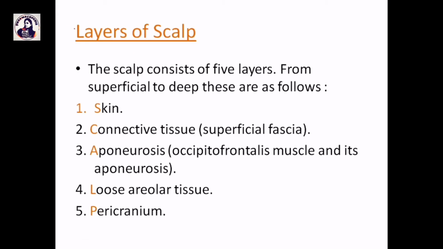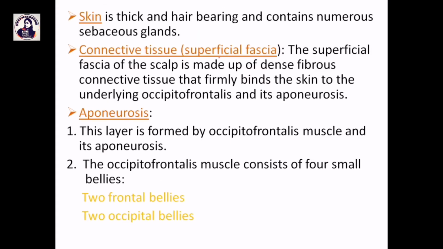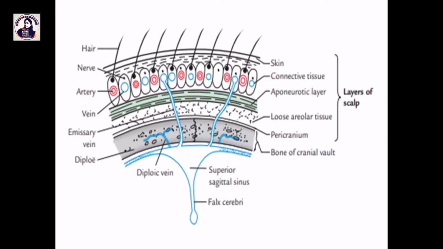Now, talking about the layers of the scalp. Full questions on the scalp come in university exams, otherwise specifically the layers of the scalp are being asked, so it is very much important for you guys to know. From superficial to deep, the scalp consists of a total of 5 layers, as the name suggests. SCALP: S stands for the skin, C stands for the connective tissue or the superficial fascia, A stands for the epicranial aponeurosis formed by the occipitofrontalis muscle, L stands for the loose areolar tissue and P stands for the pericranium. With the help of this diagram, you'll be able to know the layers of the scalp.